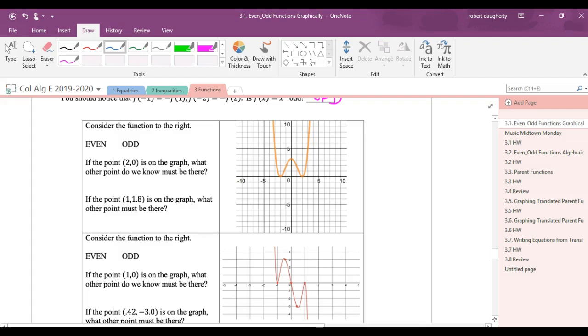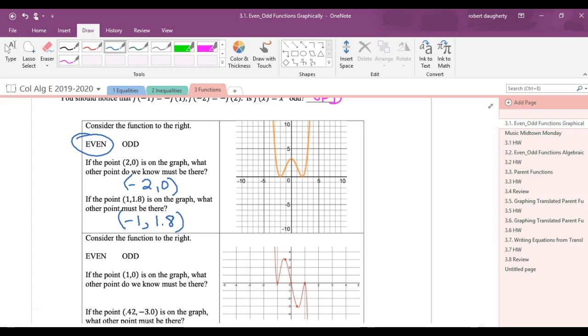Let's take a look at a couple examples here. What is this function you see graphed, even or odd? Even, okay. If the point (2, 0) is on the graph, what other point do you know has to be there on an even function? (Negative 2, 0), okay. If it's an even function and it has (2, 0), it's also going to have (negative 2, 0). If the point (1, 1.8) is there, what other point has to be there on an even function? (Negative 1, 1.8), okay? I have to be able to get the same y value on both sides of that axis, okay?